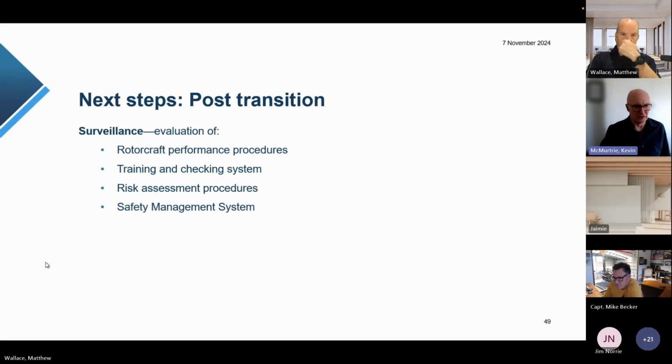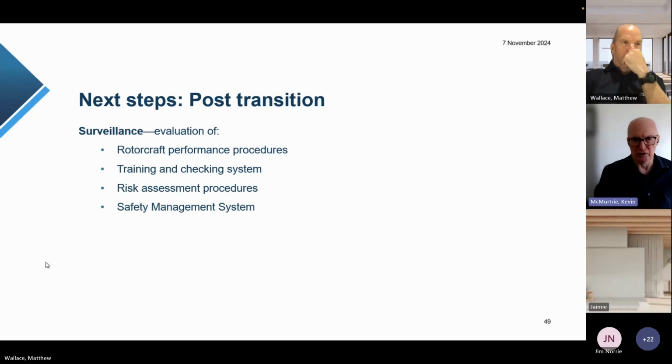Things that will be examined and scoped in surveillance with performance class procedures are contained in the exposition, and also maybe some sampling of performance class flights, training and competency checking procedures for flight crew that perform performance class flights, and also any risk assessment procedures, for example, risk assessments for suitable forced landing availability, and also flight over populous areas in the areas that you operate.